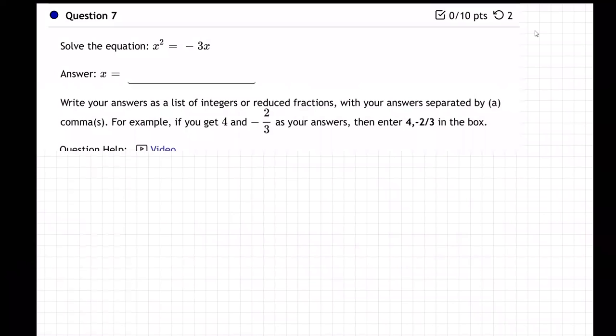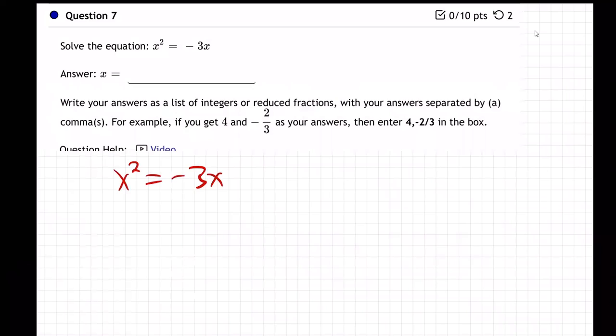Okay, so on this one, they want us to solve this equation. So let me bring it down here. We have x squared equals minus 3x. So we have this equation. We want to solve for x. How do we do it?